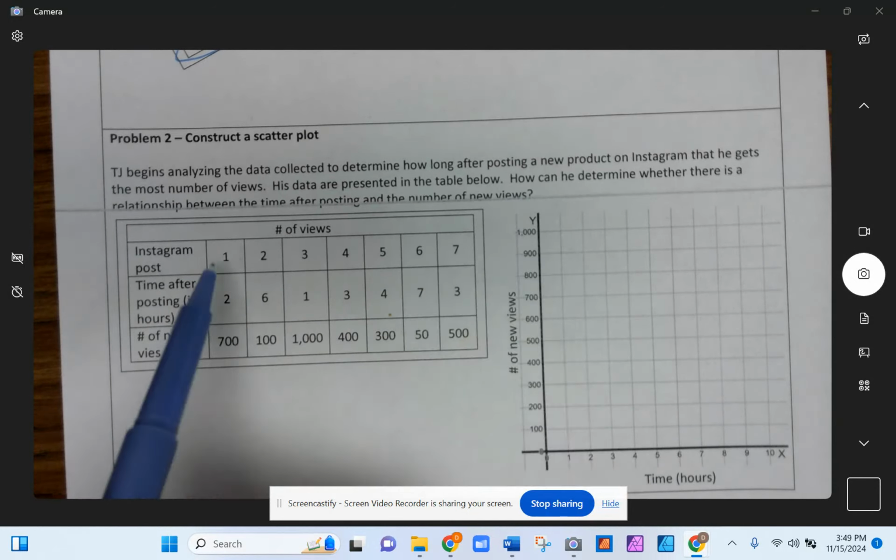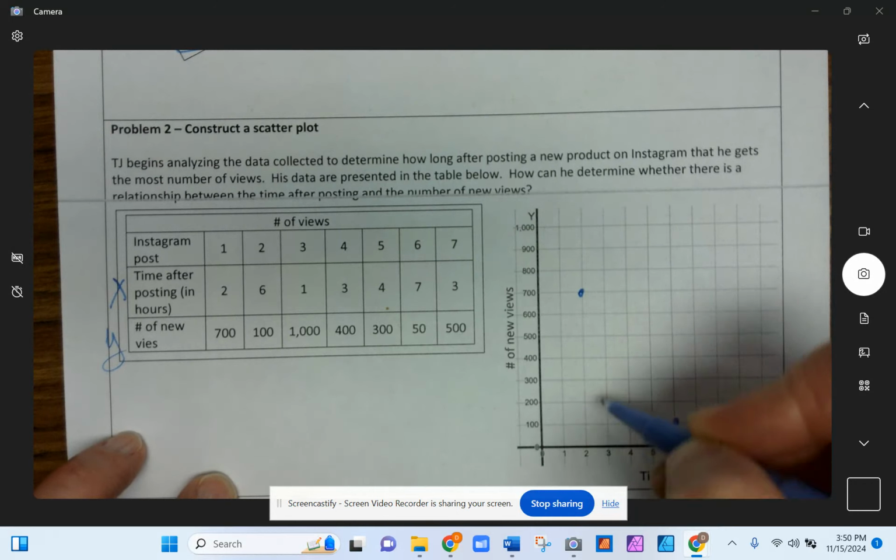So we have some Instagram posts with some data about those Instagram posts, right? We've got time in hours on our x-axis and then number of new views on our y-axis right here. So we're just going to put these on here. His first post, after 2 hours, he had 700 views. So we'll go over here, put that right there. So 6, he got 100. Here, 3, he got 1,000.